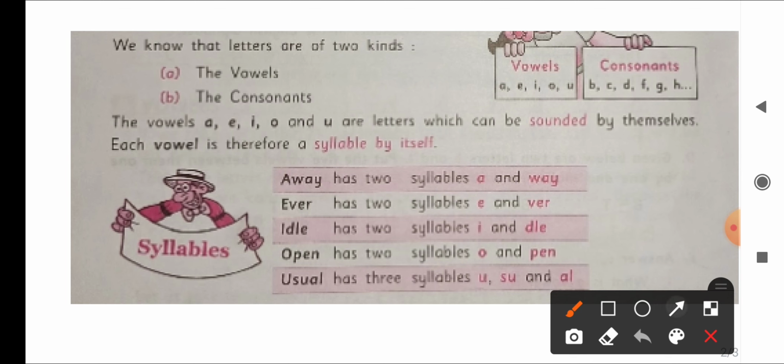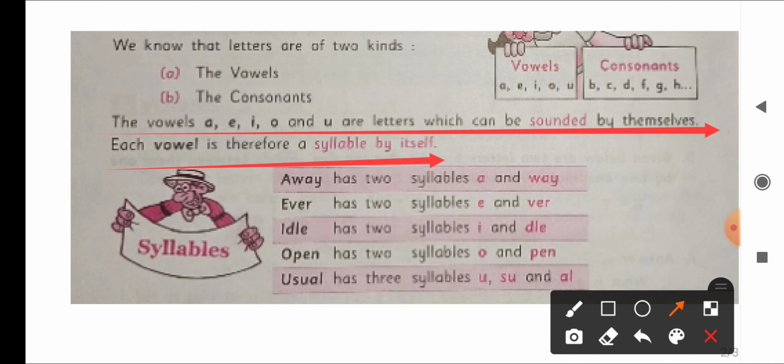So here also we'll see again. The vowels A, E, I, O, U are letters which can be sounded by themselves. That means they do not need the support of any other letter. Each vowel is therefore a syllable for itself. So each vowel, that is A, E, I, O, U, can be termed a syllable because it has the sound of its own.